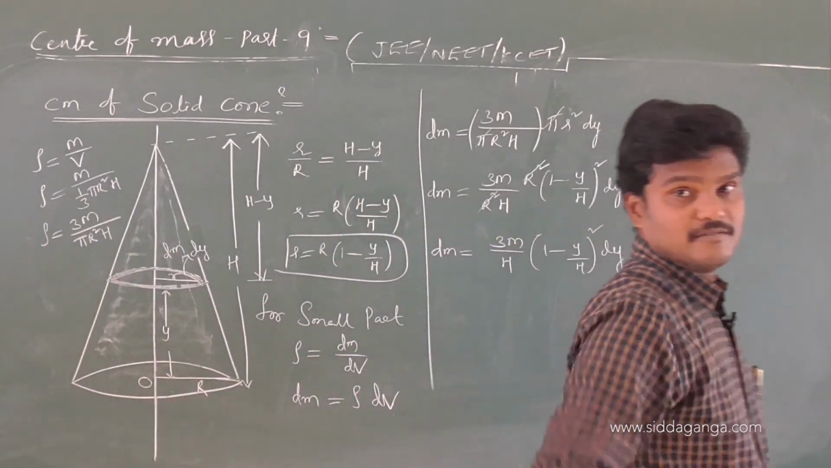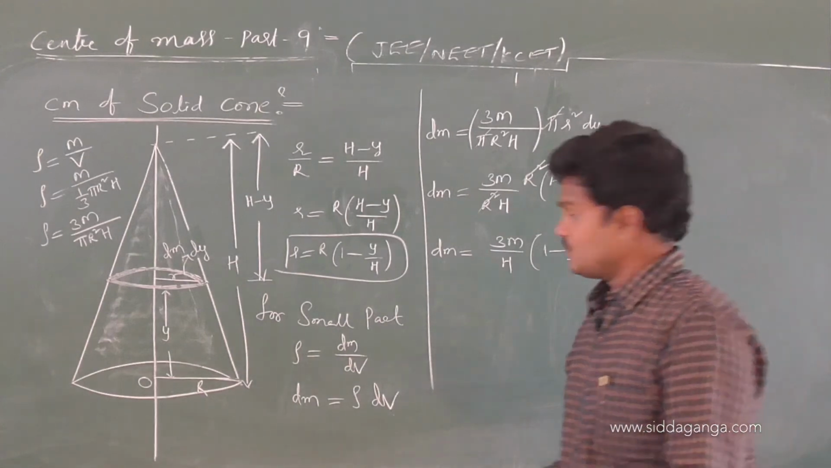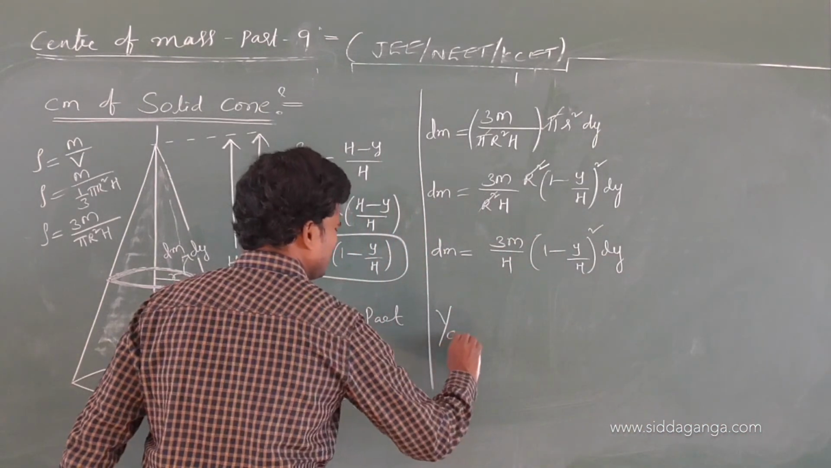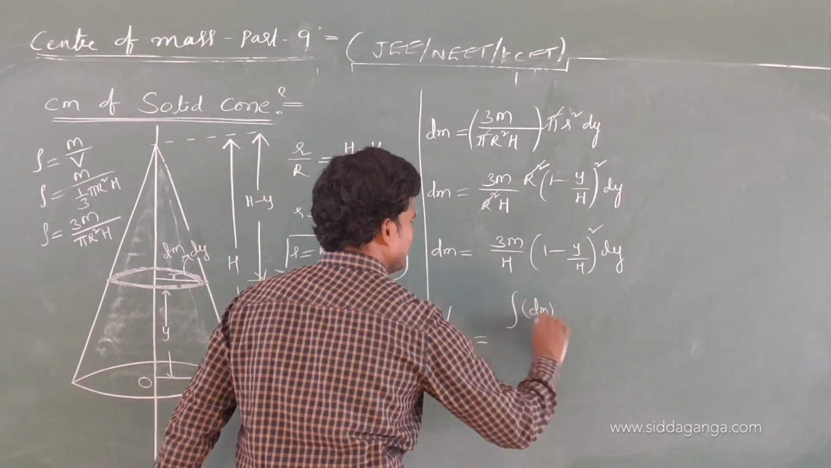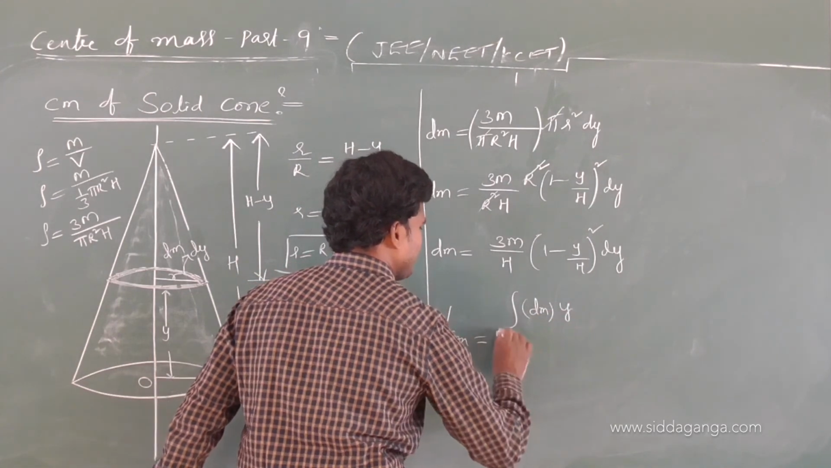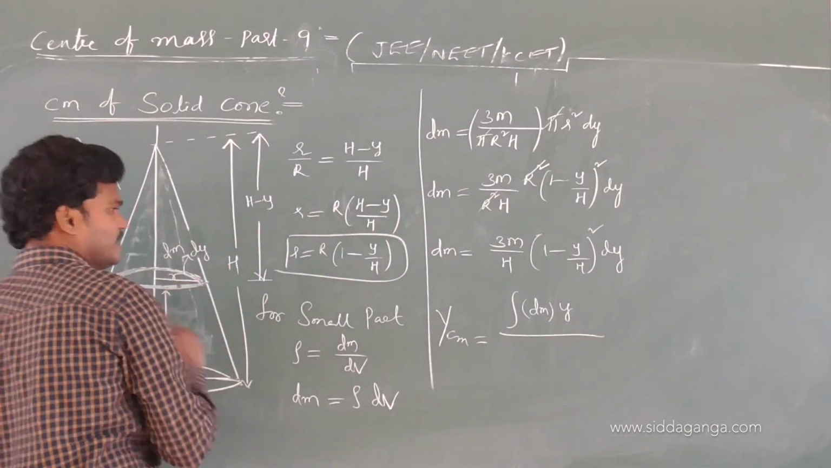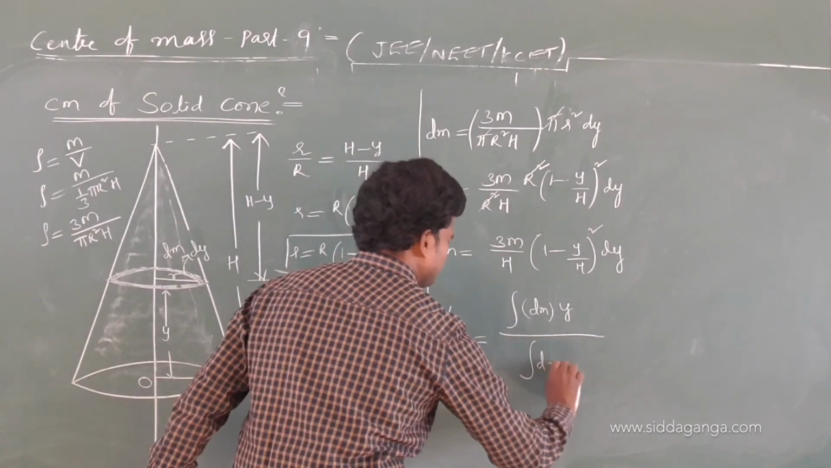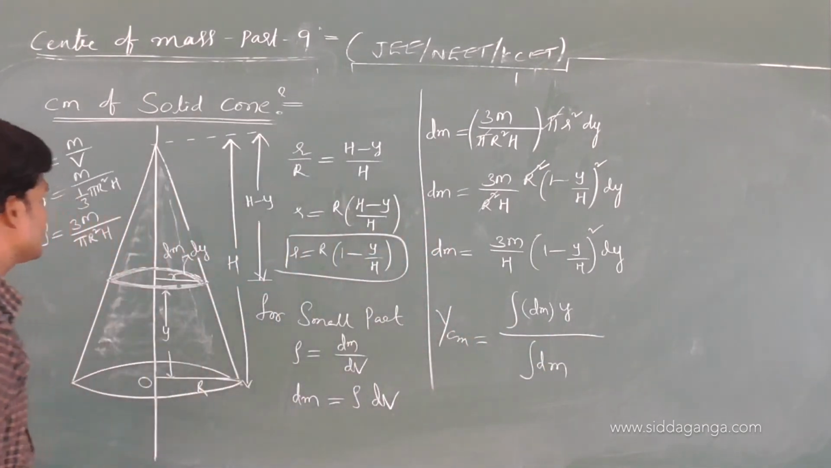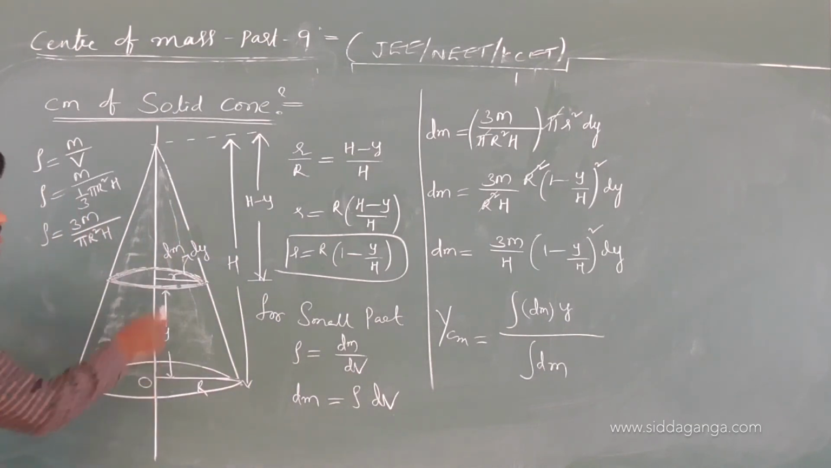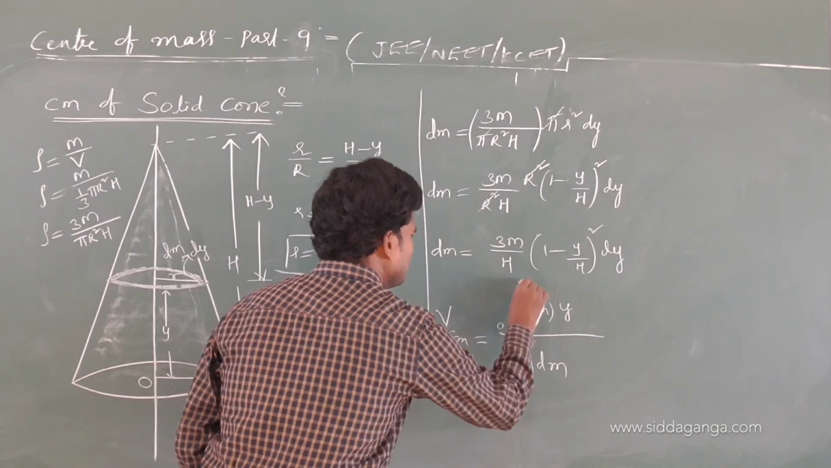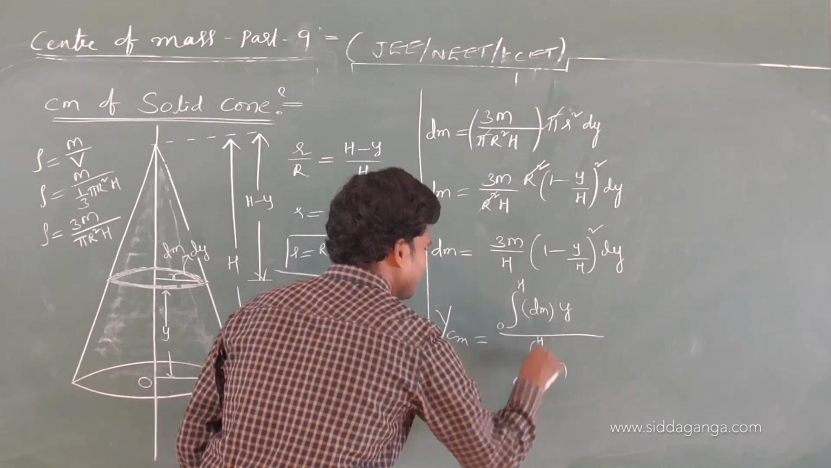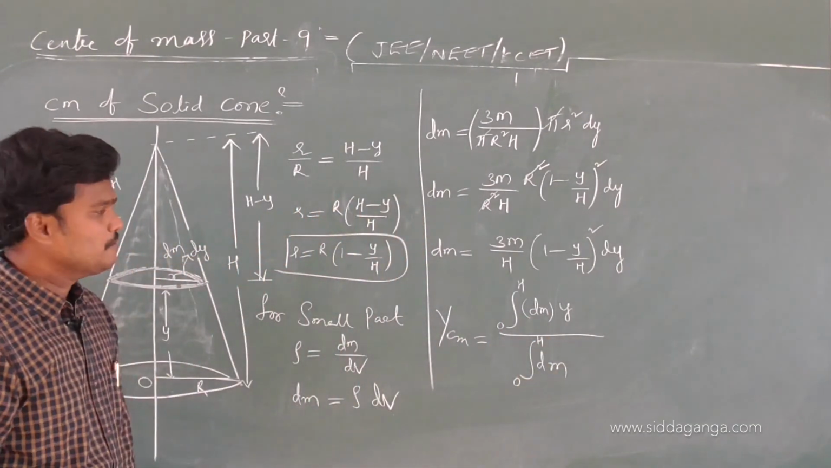So this is dm. Target is what? YCM. So let me find YCM. YCM is equal to the integration of dm into y, because it is at a distance of y. Tell me the limits. Starting is 0, ending is h.